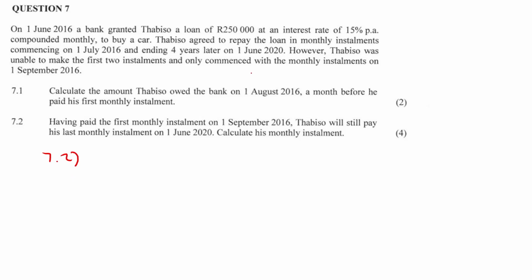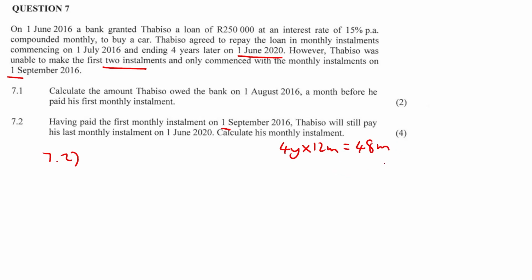Now, in question 7.2, having paid the first monthly installment on the 1st of September 2016, as stated in the question, Thabiso will still pay his last monthly installment on the 1st of June 2020. So he was unable to make his first 2 installments, right? In total, how many installments was he supposed to make? This is from 2016 all the way to 2020. So 17, 18, 19, 20, that's going to be 4 years times 12 months a year. That's going to be 48 months in total.